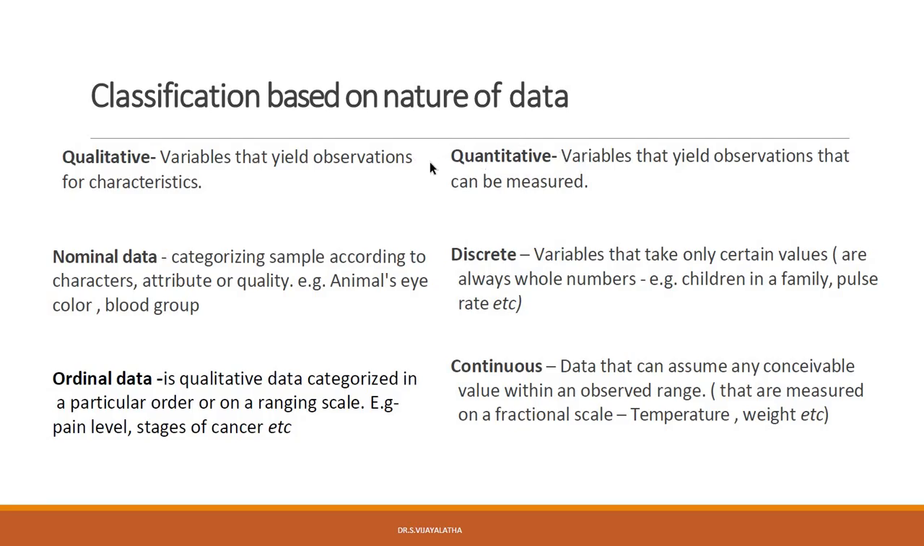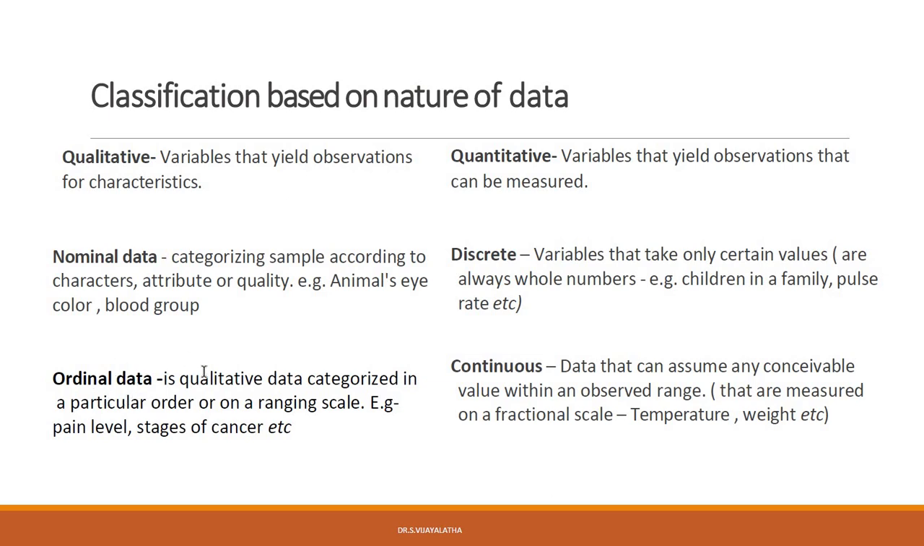On the basis of nature, data may be classified as quantitative and qualitative. As the name itself indicates, quantitative data can be measured and qualitative data will give observations for characteristics. Qualitative data may be nominal or ordinal. Nominal data helps us to categorize samples based on attribute or quality. Examples are eye color of animals, blood group, etc.